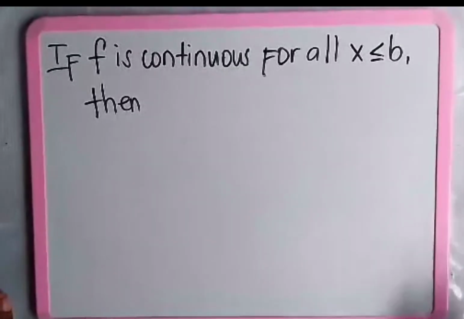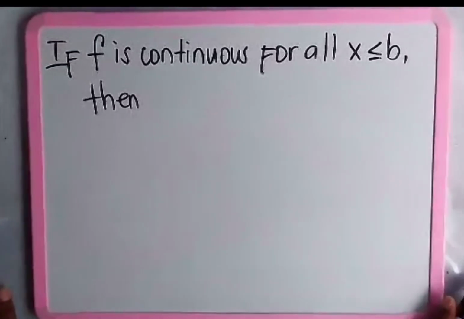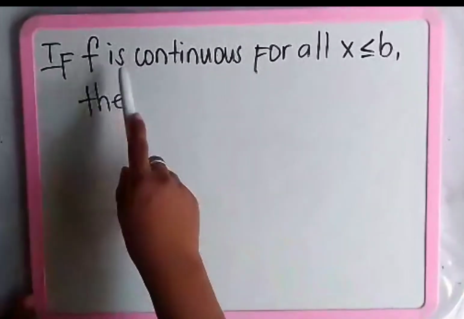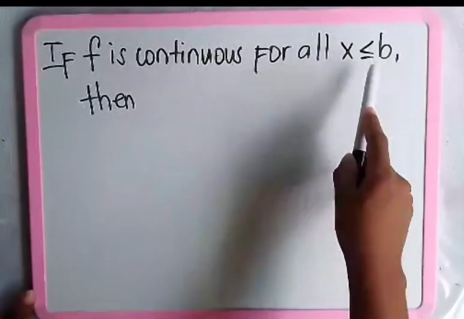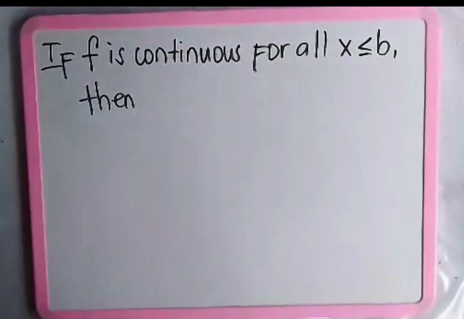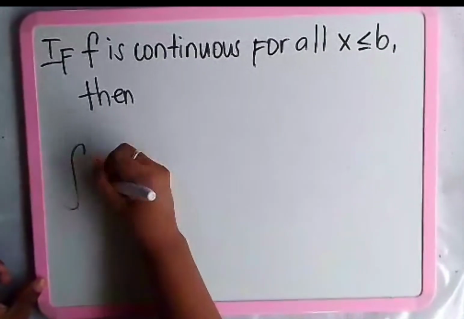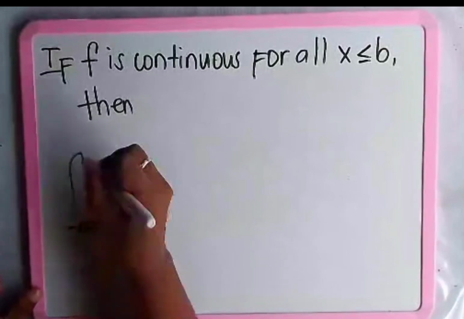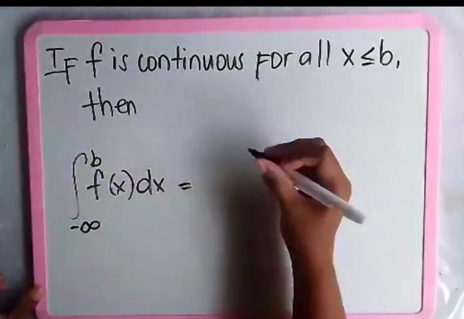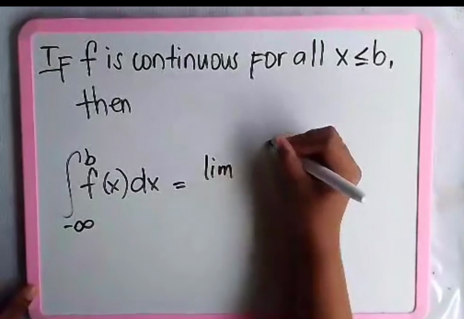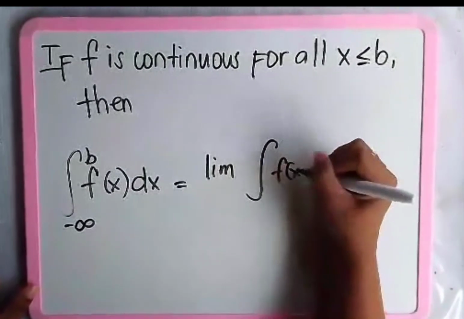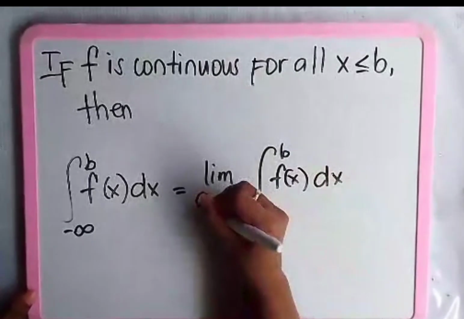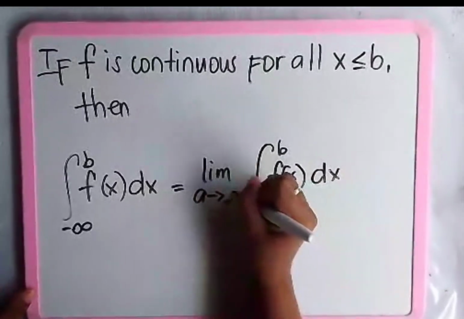In solving improper integrals, there are three cases, but in this video, we are going to focus on case number 2. It states that if f is continuous for all x less than or equal to b, then the integral of f of x dx from negative infinity to b is equal to the limit of the integral of f of x dx from a to b as a approaches negative infinity.